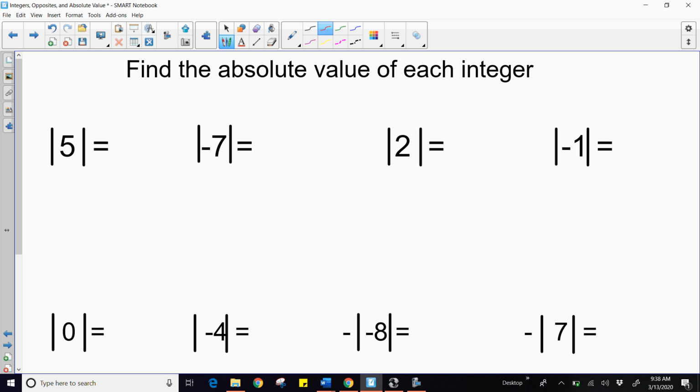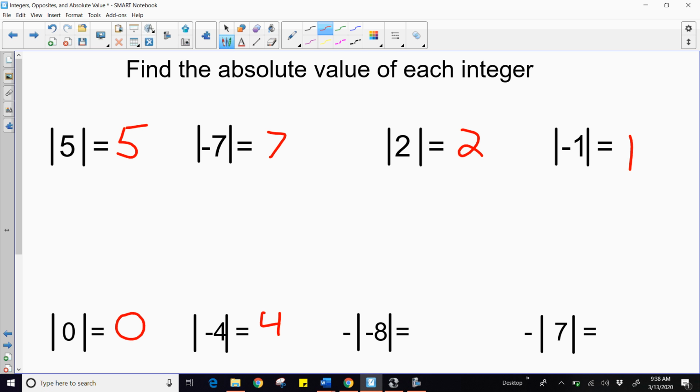Okay, so I will give you these. The first one, the absolute value of 5 is 5. The absolute value of -7 is 7. The absolute value of 2 is 2. The absolute value of -1 is 1. The absolute value of 0 is 0. The absolute value of -4 is 4.